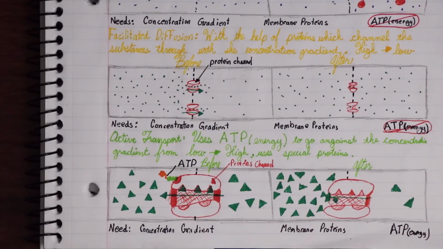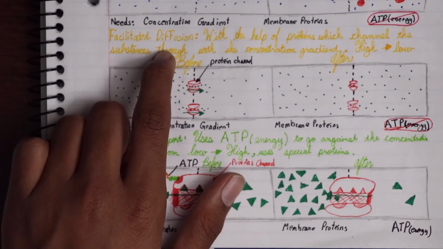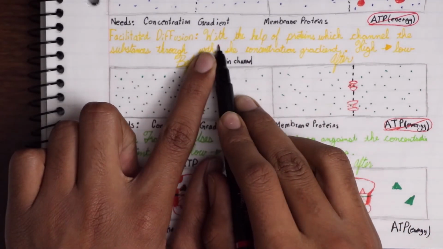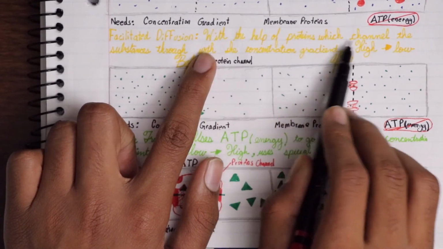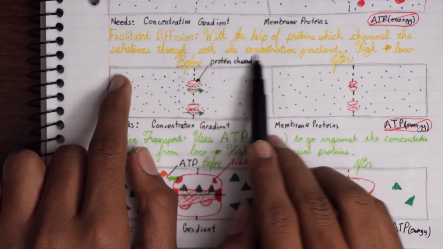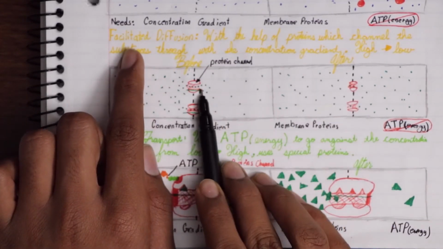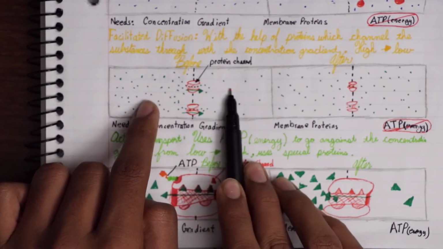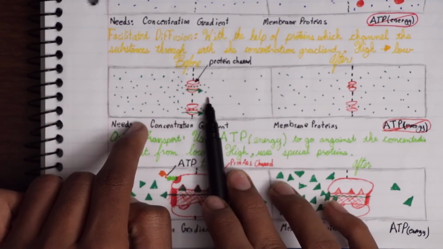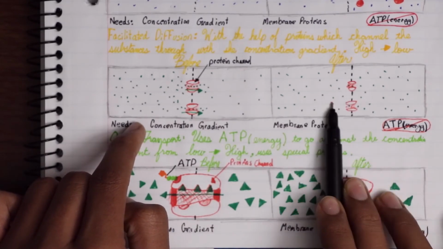So let's see. Facilitated diffusion. It's kind of hard to see, but I'll say it. With the help of proteins, which channel the substance through with the concentration gradient, high to low. So facilitated diffusion uses proteins to go from high to low. As you can see, high concentration over here, see proteins here, low concentration here, make them even.